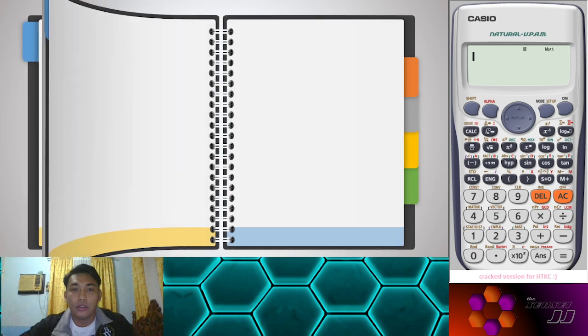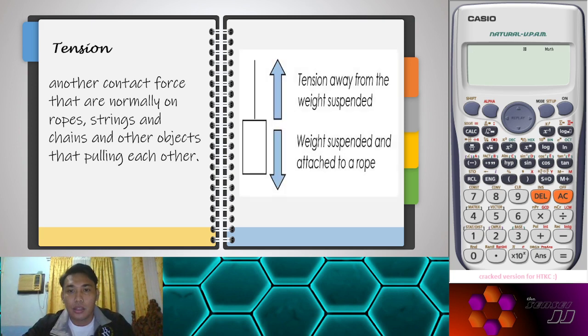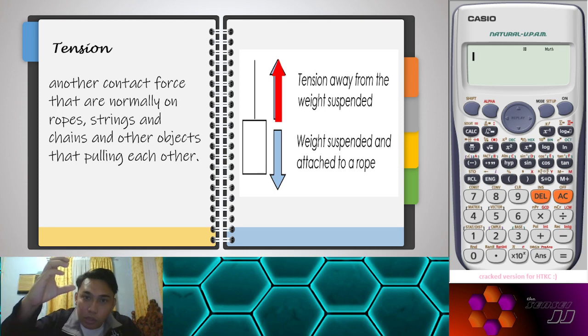Next we have the tension, another contact force. When we say tension, it is not just a heart-pounding experience. Tension is normally found on strings, ropes, and other equipment that attach to an object. The tension is going up, because if the weight is going down, the tension automatically goes up.